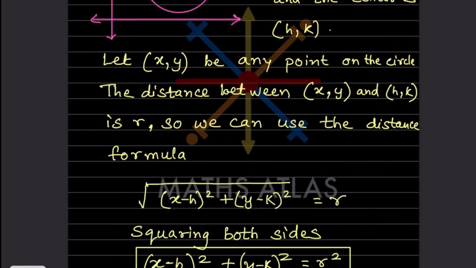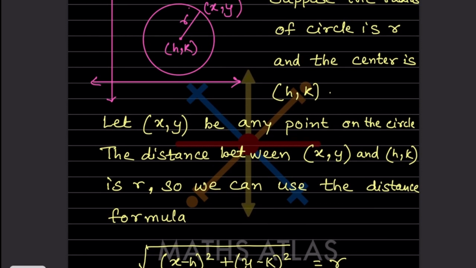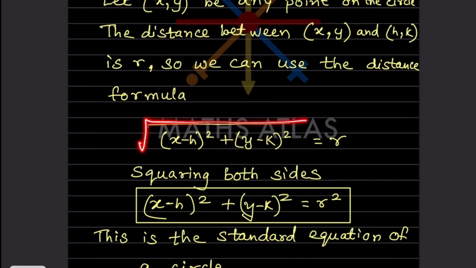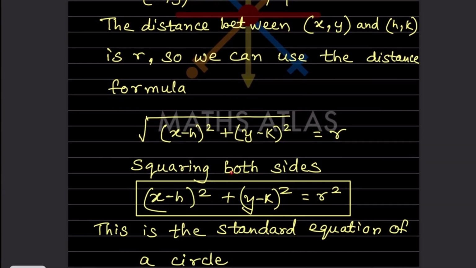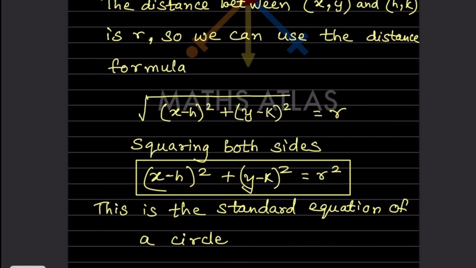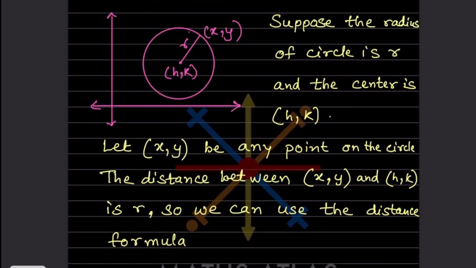So what is the distance formula? Now what we can do here: square root of (x minus h) whole square plus (y minus k) whole square, that is R. So when you square both sides, what is going to happen? The root goes off on this side, and here you get R square. So this is the standard form, that is the equation of a circle.